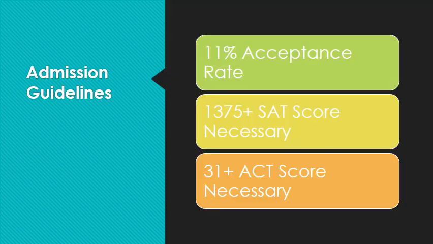Admission guidelines. I went over the admission guidelines, all the data on the Duke University website, and the average acceptance rate is about 11%. The SAT scores range between 1400 and 1600. It's high in that 1400 range, but as a low, they'll take 1375 for SAT score. Regarding ACT scores, it's about 31 and higher is what they're looking for.